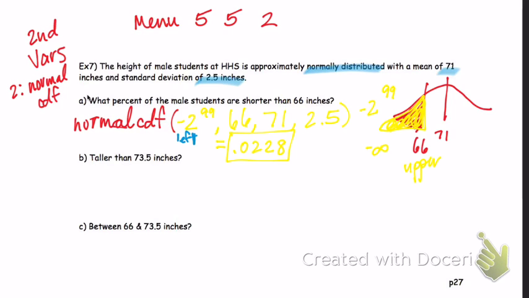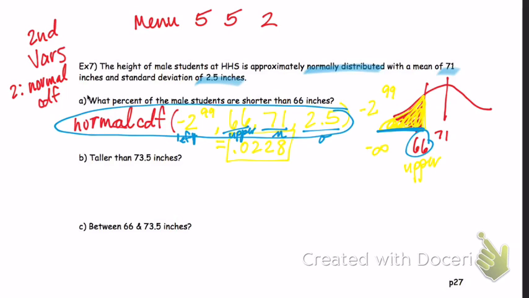So lower bound is like the left. Upper bound is what is to the right. So I'm including everything from negative infinity to 66. My mean is 71. My standard deviation is 2.5. So when you're answering a question like this on a test or something, I want you to write out what you type in the calculator and your answer. So your answer would look something like this. And this kind of thing just takes some practice. So let's try the next one.